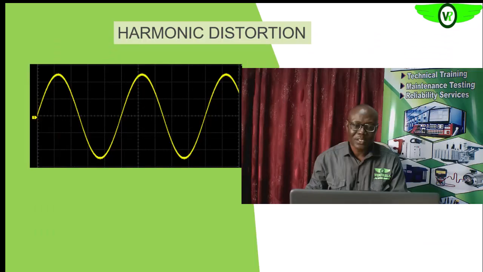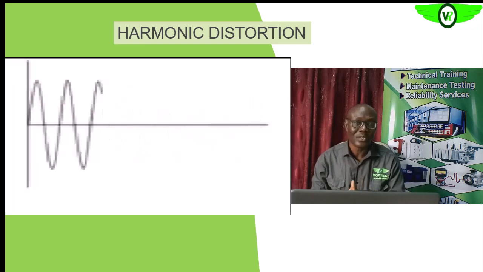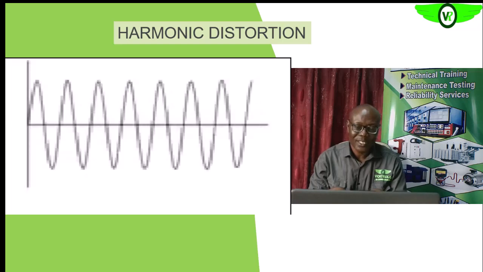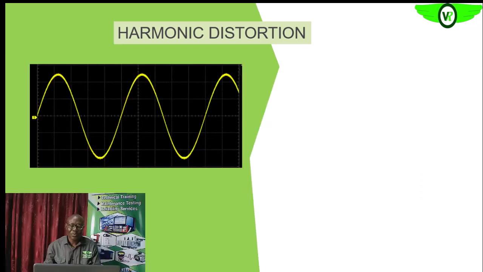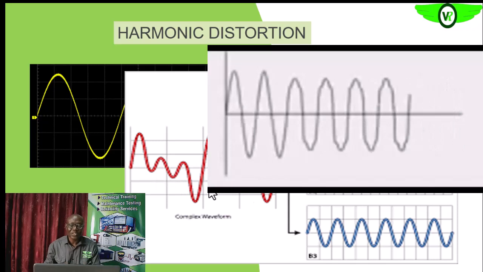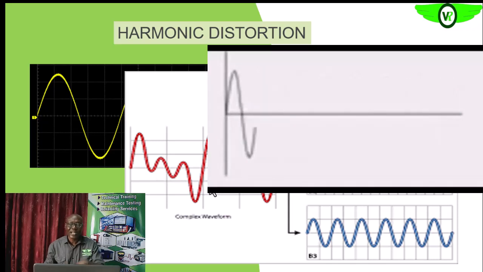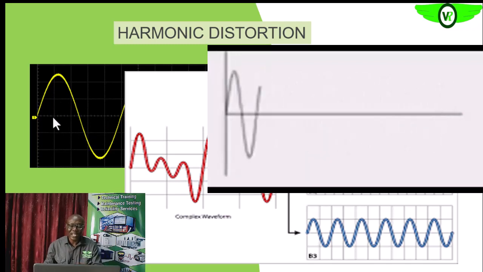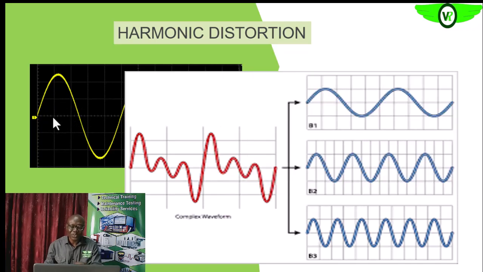So harmonics, you know, we said ideally what we expect to come into our system is sinusoidal, but in reality we do not have that. So what we have in reality is this kind of distorted waveform. Why is it distorted? It's because we have other voltage signals that are superimposed onto this fundamental signal that we expect to go into our system. So that is what you are seeing on the right.